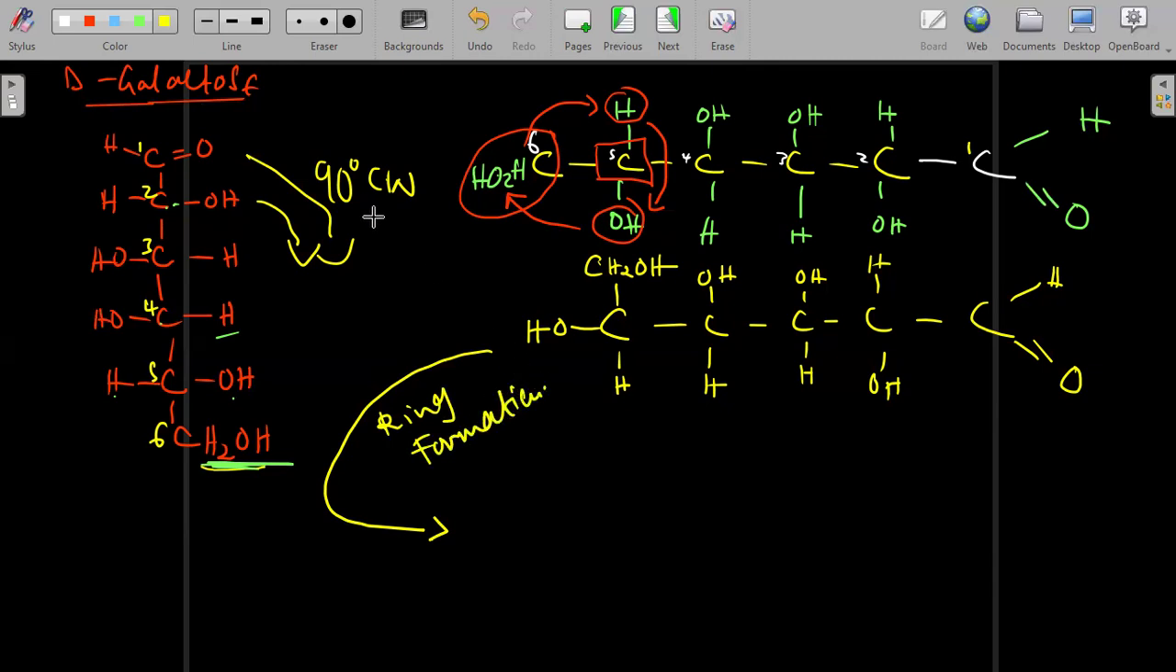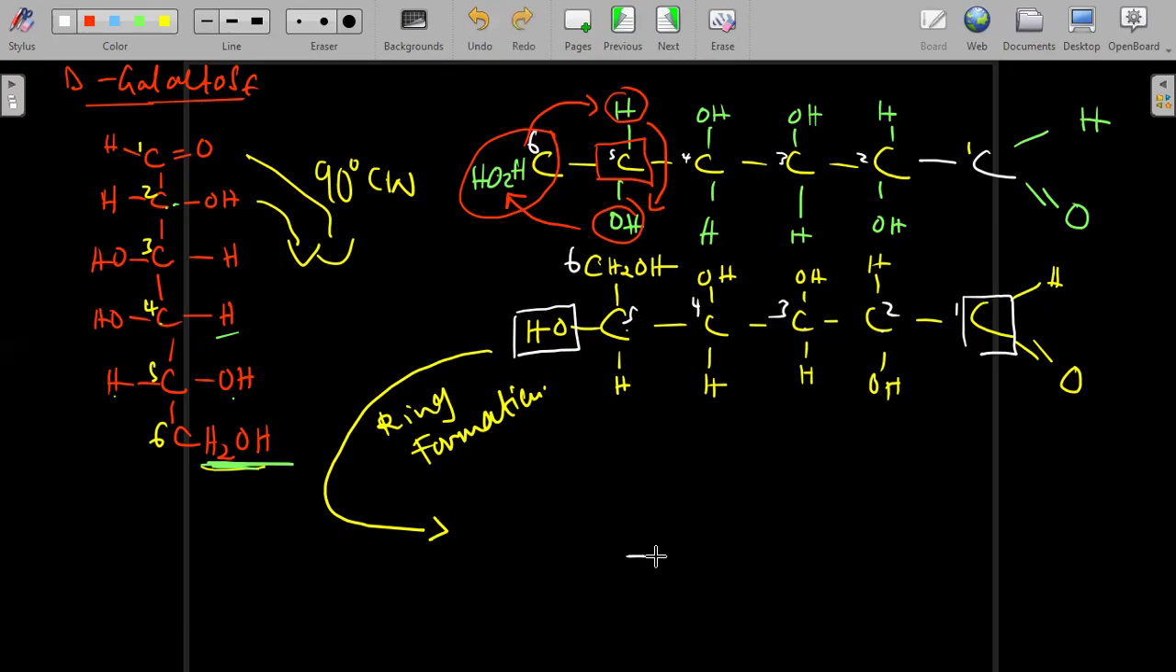Okay, so what will happen is that there will be a reaction between the oxygen of this OH and this carbon number 1. So this is carbon number 1, 2, 3, 4, 5, and then we have 6 there. So this OH attached to the carbon number 5 and this carbon number 1 are going to undergo a reaction to form the ring. So carbon 3 and 2 are not part of the reaction. Carbon 2 and 3 will remain intact there.